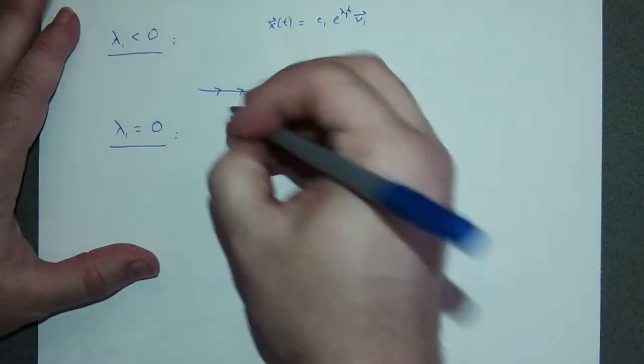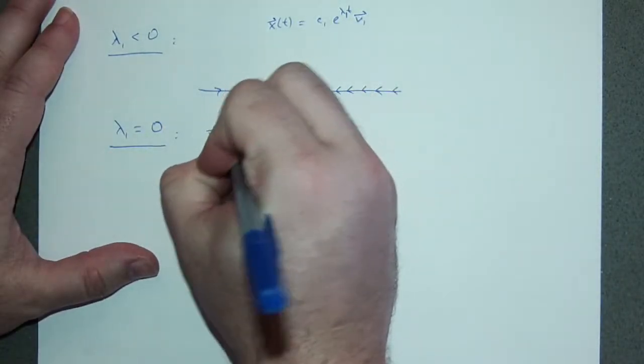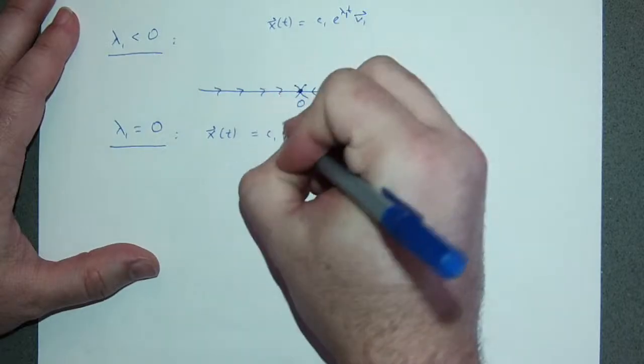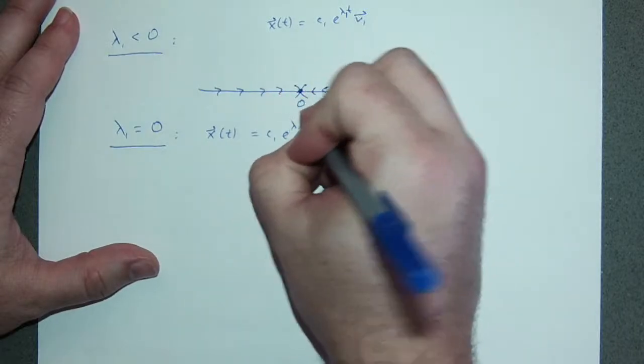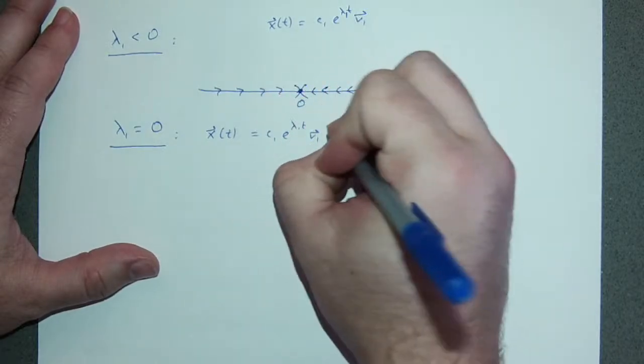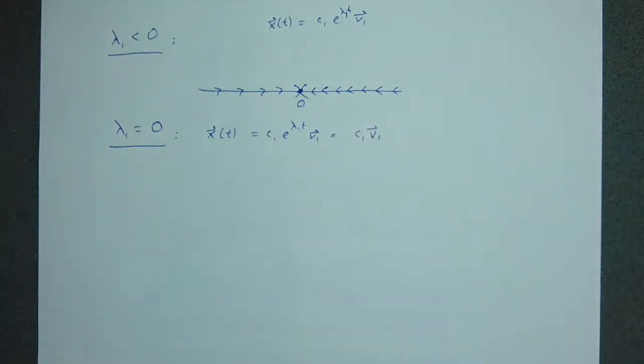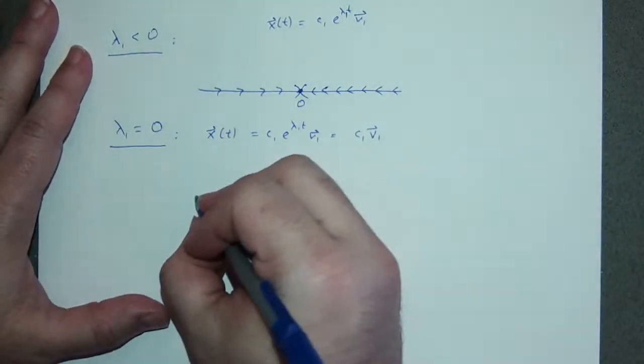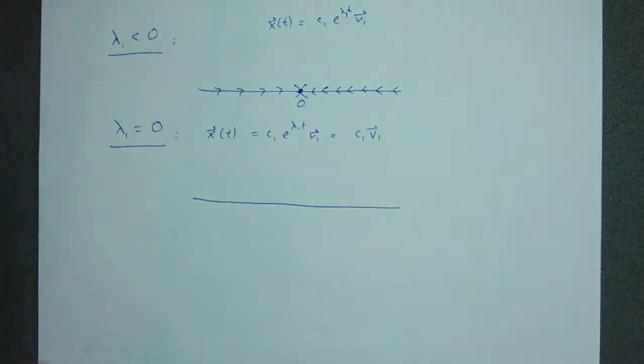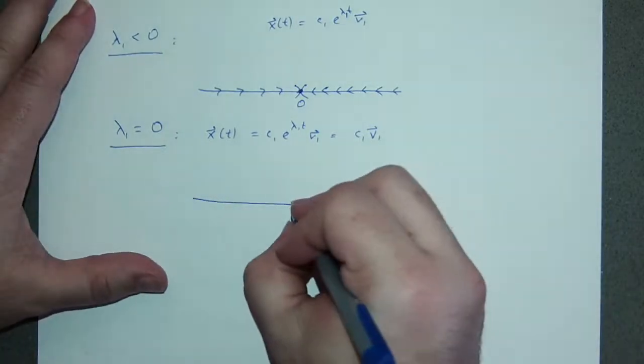What about if lambda 1 is just equal to 0? Well, in that case, my eigensolution is still the same thing. It's C1 e to the lambda 1 t v1, but this becomes just c1 v1. Well, what does that look like for different values of c? It still looks like a line. And of course here's 0.